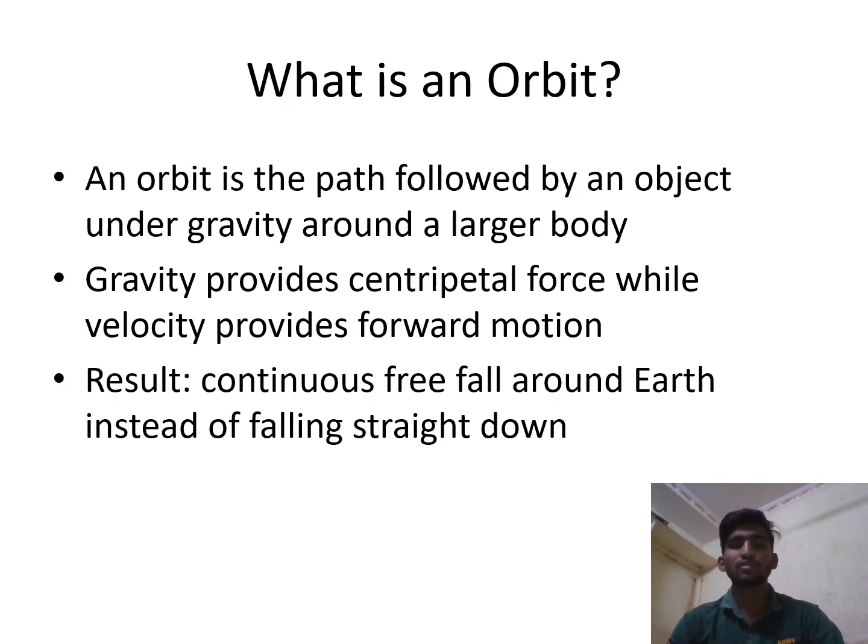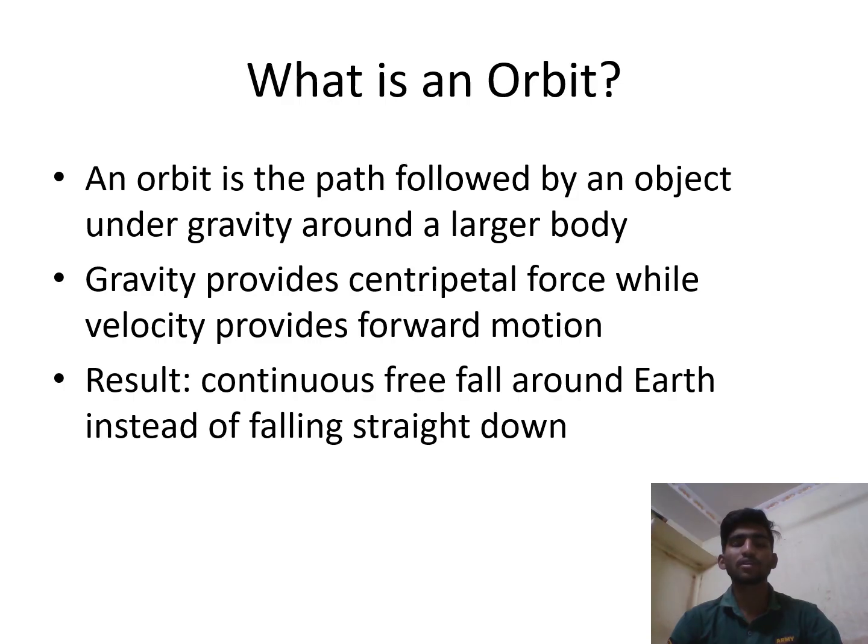Firstly, the definition: an orbit is a path followed by an object under gravity around a large body. Gravity produces centripetal force while velocity provides forward motion. This means we can understand what an orbit is. In other words, an orbit is a regular and repeating path in which a small body revolves around a larger body.